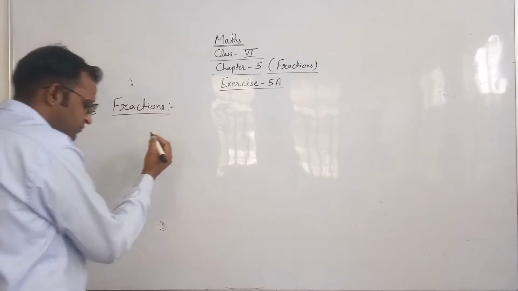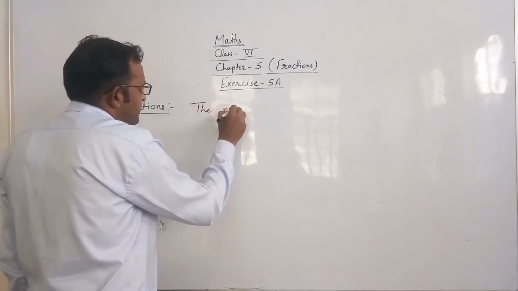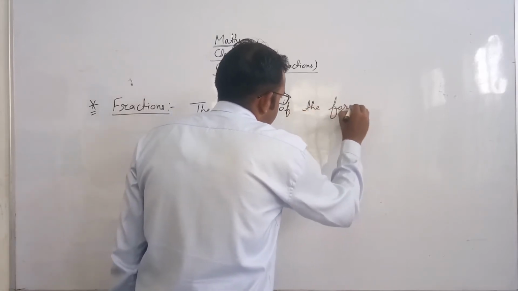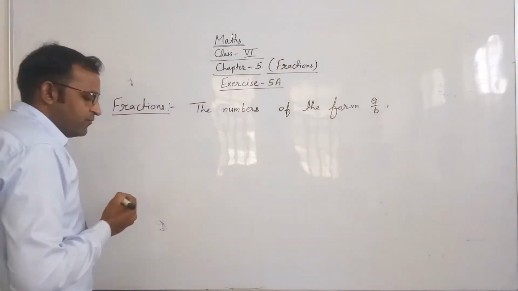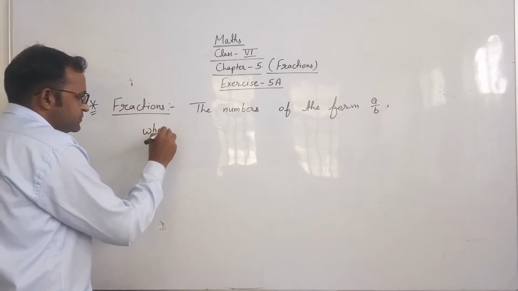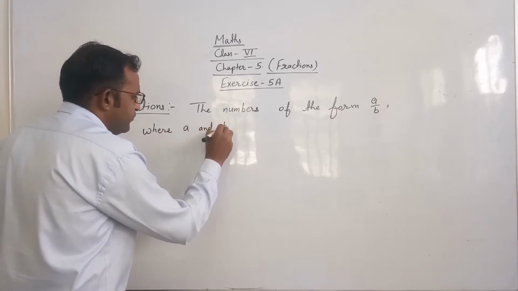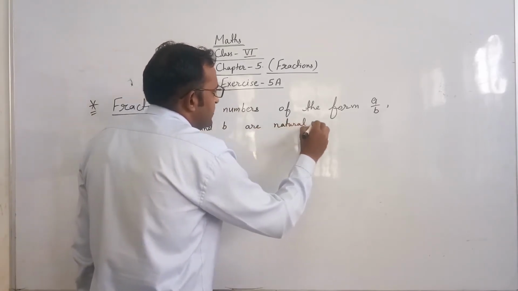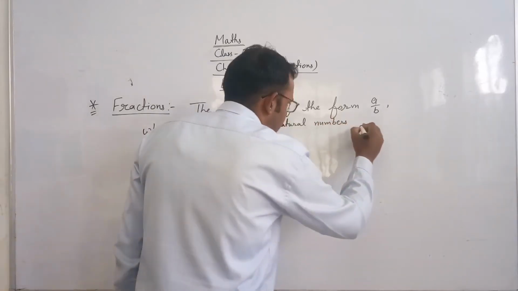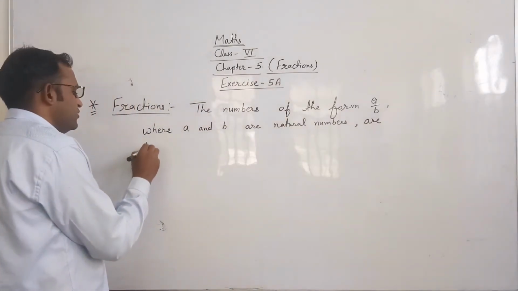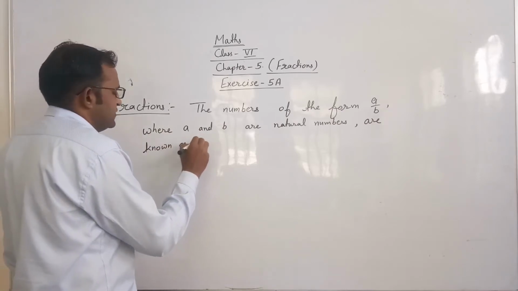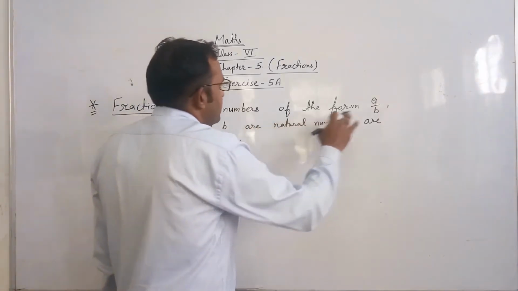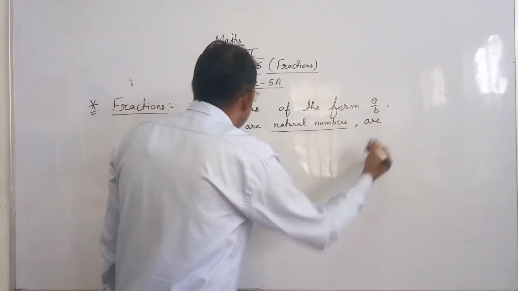So students, what is a fraction? The numbers of the form a upon b, where a and b are natural numbers, are known as fractions.